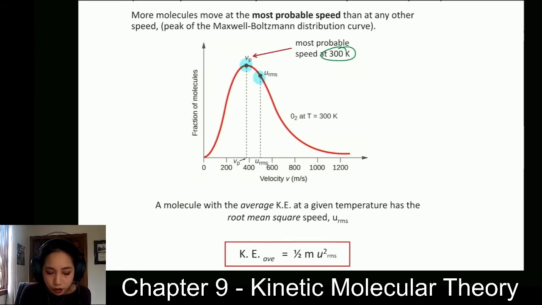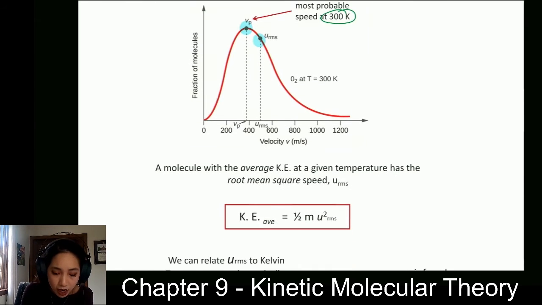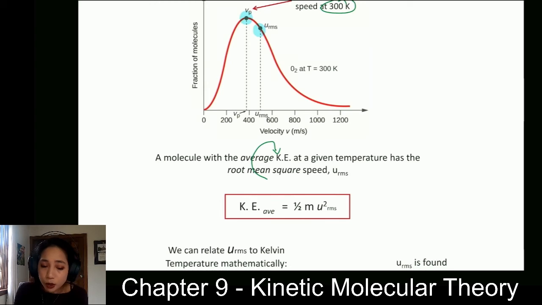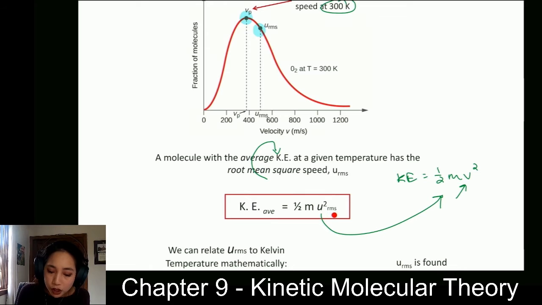This is related to the average kinetic energy of our sample. How this value is calculated is that you take the average kinetic energy of your sample and plug it into our regular kinetic energy equals 1/2 mass times velocity squared. The velocity in that equation is the root mean squared velocity. So you are calculating this velocity. You're not calculating the topmost point velocity on this graph. You're actually calculating this value.